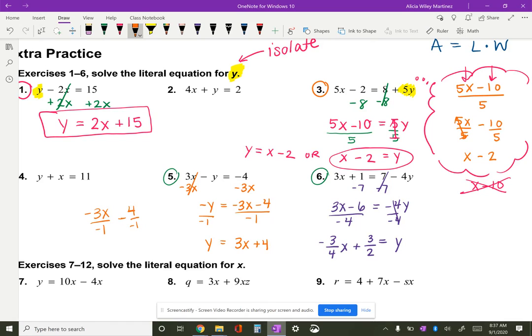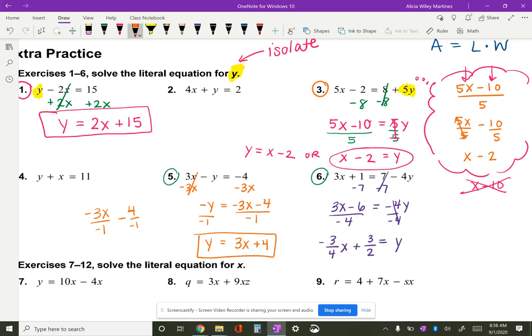Okay, so here you can see the work on numbers 5 and 6 if you tried these ones on your own. On number 5, I subtracted 3x on both sides, and then I divided negative 1 to everything on both sides. Remember that negative 1 needs to be divided to both terms on the right-hand side. So you can see that side work over here of how I got to my final answer of y equals 3x plus 4.